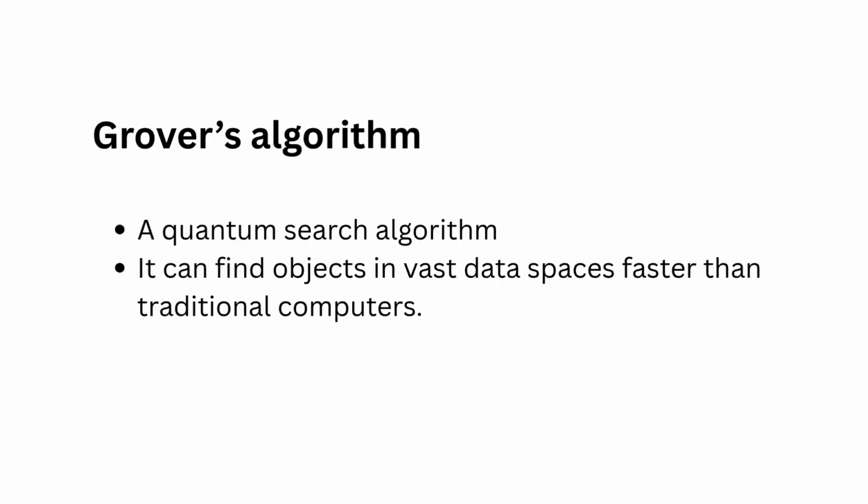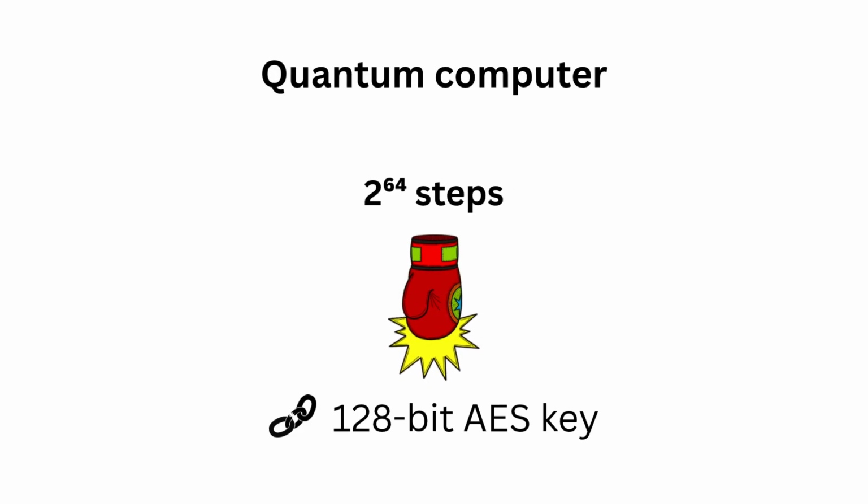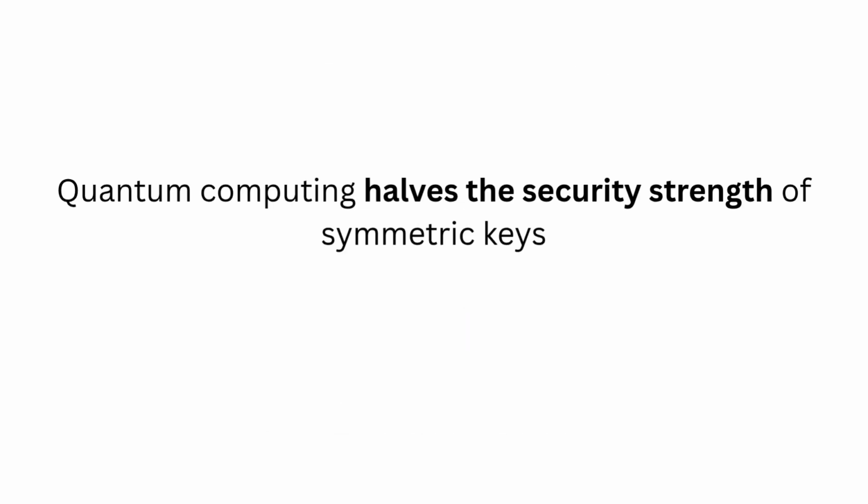Let's start with Grover's algorithm. This is a quantum search algorithm that can find a target value much faster than a classical computer. For example, if a normal computer needs about 2^128 steps to brute force a 128-bit AES key, a quantum computer using Grover's algorithm could do it in only about 2^64 steps. That's a square root speedup. So effectively, quantum computing halves the security strength of symmetric keys. That means AES-256 today provides about the same protection in a quantum world as AES-128 does now.